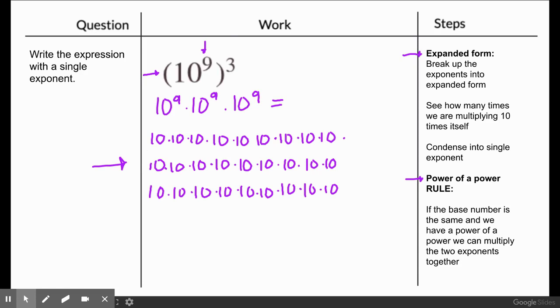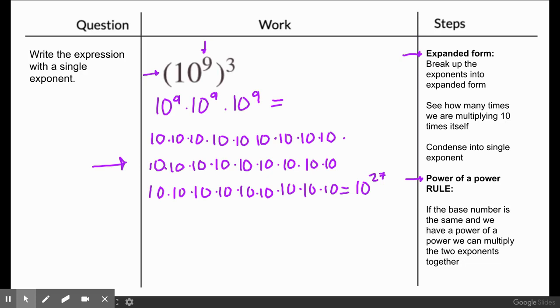So if we used expanded form, we'd have all of these 10s multiplied by each other, meaning I would have 10 to the power of 27. So in this case here, I could count up, okay, I'm multiplying 10 by itself 27 times to get my answer. But let's go back a step and see here that we have 10 to the power of 9 times 10 to the power of 9 times 10 to the power of 9.